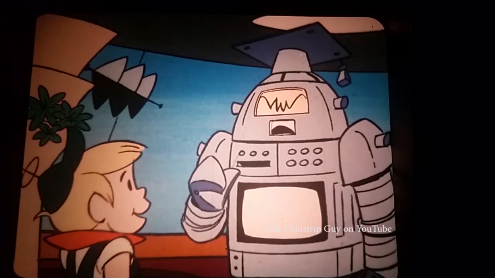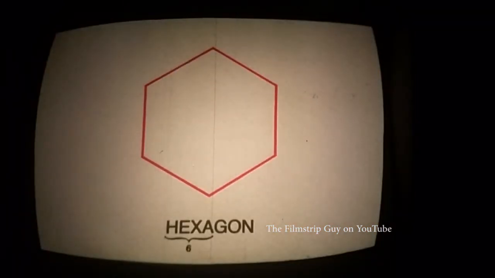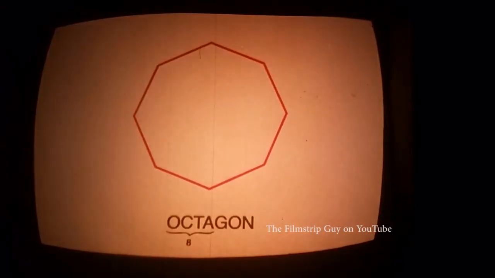Now, what about polygons with more than four sides? Polygons with more than four sides have names that end in A-G-O-N. They begin with a prefix that indicates the number of sides. Well, how about some examples? Of course, that is part of my function. Pentagon is the name for a five-sided polygon. Pent is from the Greek word for five. A six-sided polygon is a hexagon. Hex means six. An octagon is an eight-sided polygon. The name is derived from the Greek word for eight, octo.